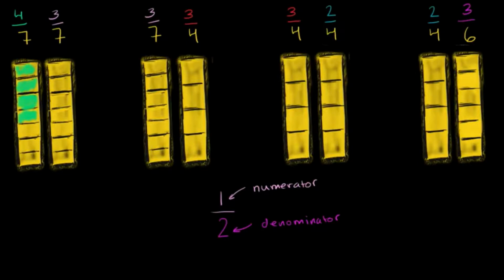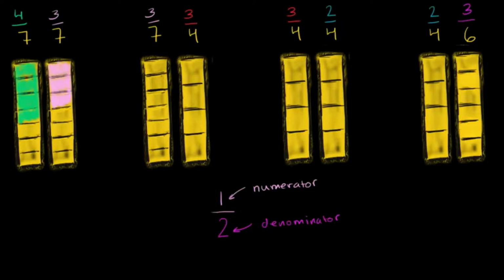But now let's color in 3/7 just so we can compare. So 1, 2, 3, 7. And so it's pretty clear that on the left-hand side, we are shading in more of the whole than on the right-hand side. So 4/7 represents a larger fraction, more of the whole than 3/7.